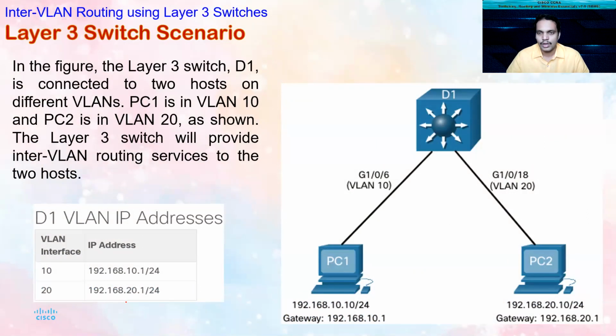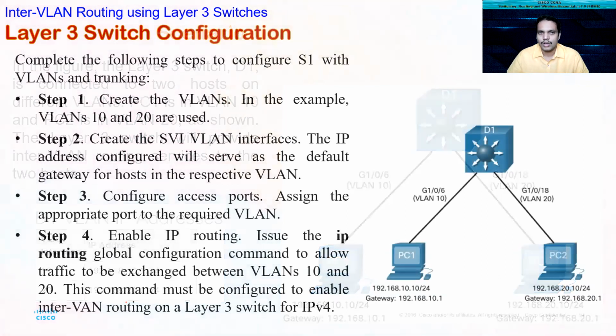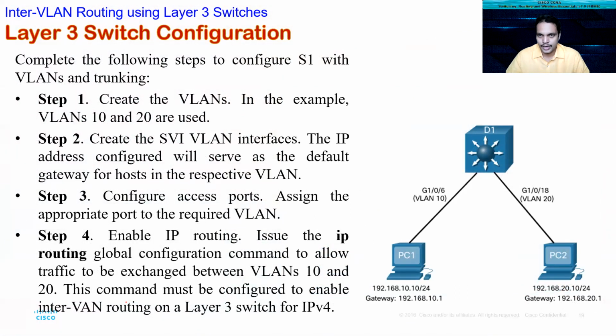Now in this scenario, I have the multilayer switch called D1, and it is connected to 2 PCs. Both the PCs are in 2 different VLANs. PC1 is in VLAN 10 and PC2 is in VLAN 20. Now I'll show you the steps required to get this inter-VLAN routing. These are the steps that need to be done.